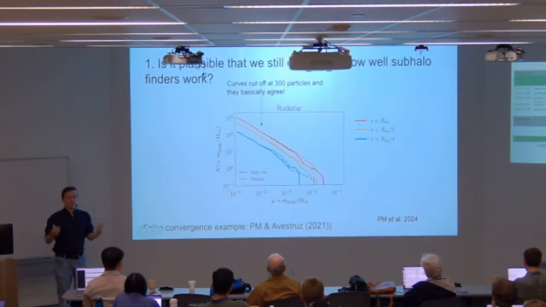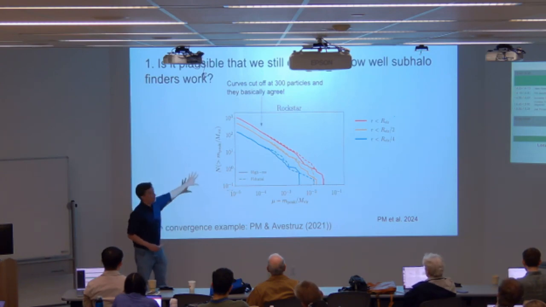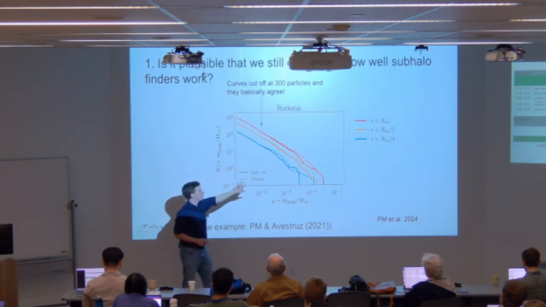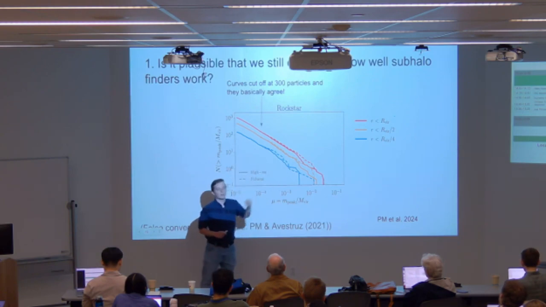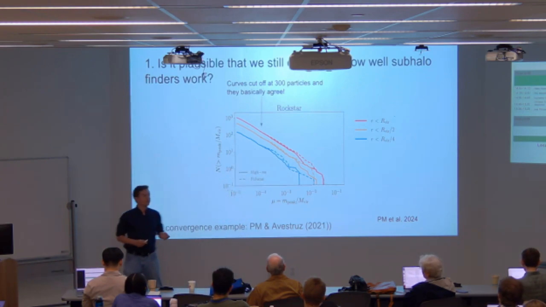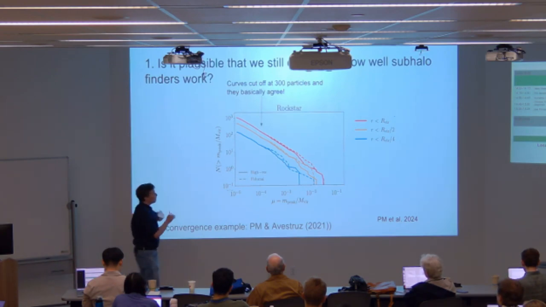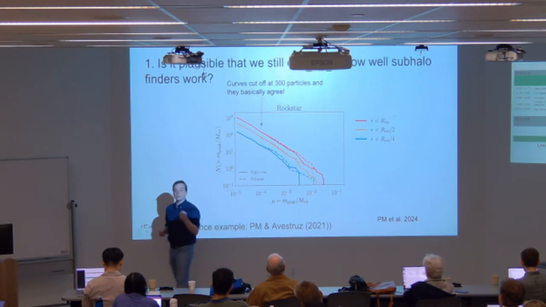The other class of test that's very popular is what's known as a convergence test, where you compare different resolutions. So this is a mass function again. I only want you to look at the red curves. This is for a particularly popular subhalo finder named Rockstar. It's the one I'm going to be comparing against for the rest of the talk. The solid line is showing the mass function in a high-resolution simulation, and the dashed line is showing it in a low-resolution simulation. And again, the only thing you're supposed to read out of this is that the dashed line and the solid line are almost the same.